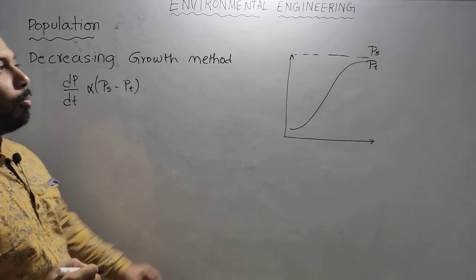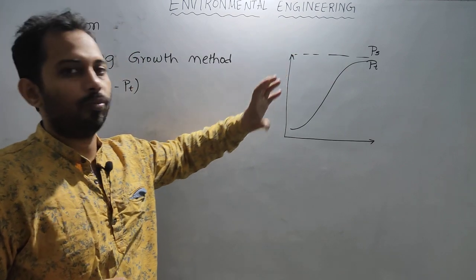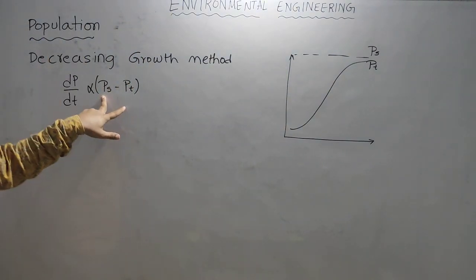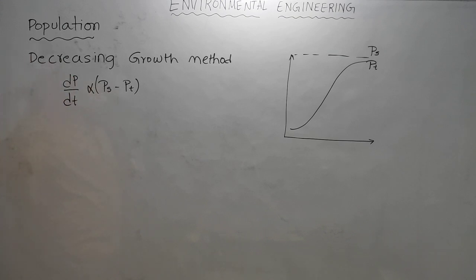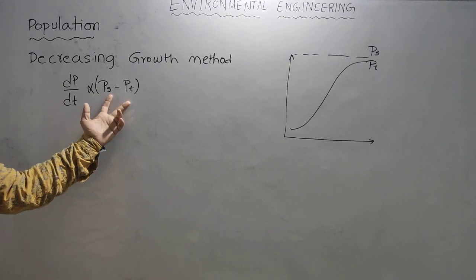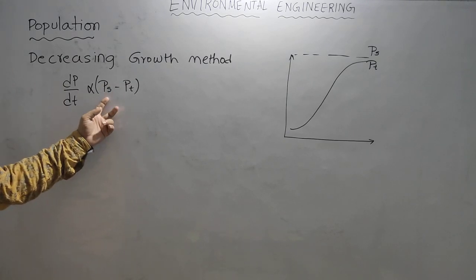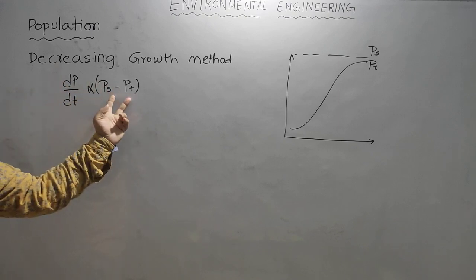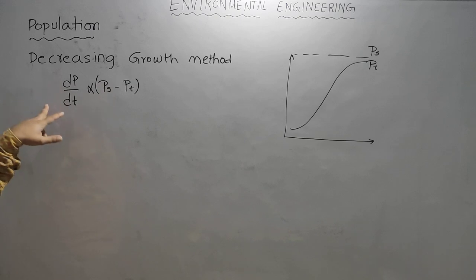So here, how much scope is there to grow? This is the scope to grow, isn't it? If it is reaching saturation, there is no scope of growing. If it is not reaching yet, there is a difference between the present population and saturation. The difference decides the growth. That is why, in the decreasing growth method, dP by dt is proportional to PS minus PT.